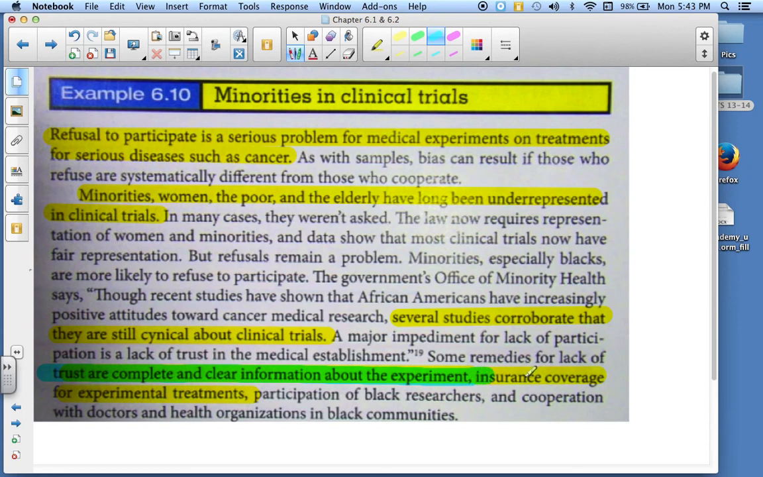Also, be upfront about insurance coverage. Tell them that their experimental treatments are covered. That way people are not as concerned about these medical treatments or experiments, and they'll be more willing to participate.